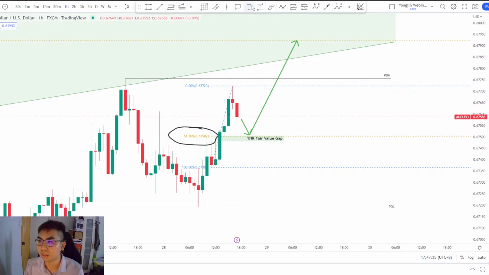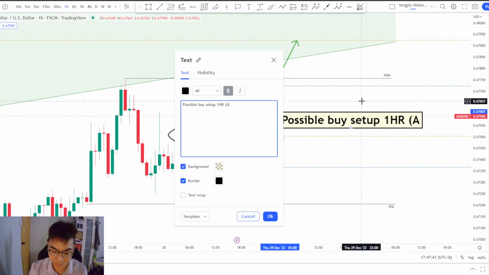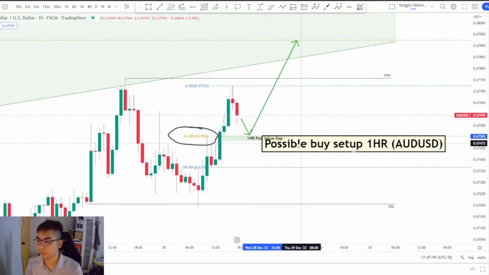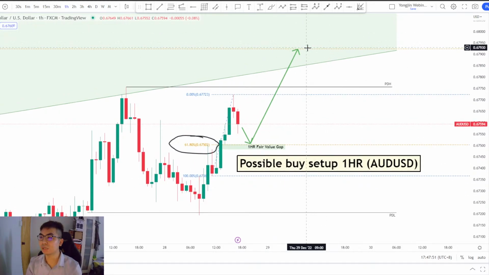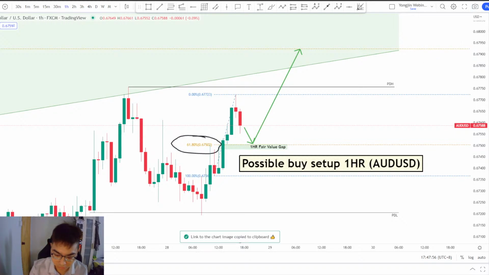So let me just add it in. Possible buy setup. This is for Aussie dollar, this 1 hour chart. And then I'll just send it right into the chat as a chart image. Possible buy setup, the 1 hour chart. Yeah, there are many ways you guys can take a look at it.